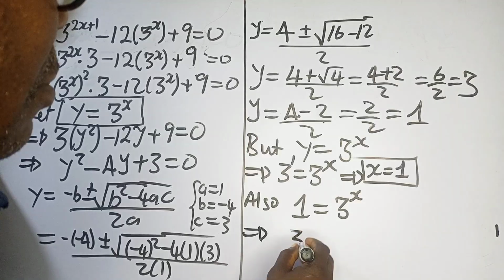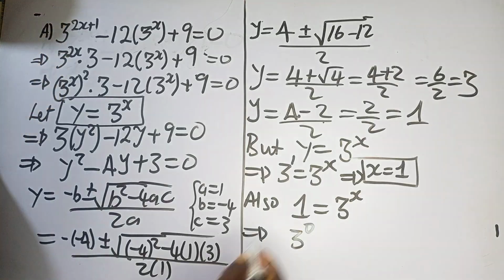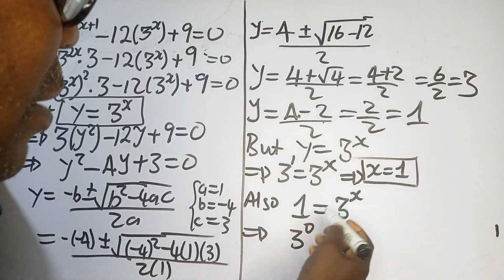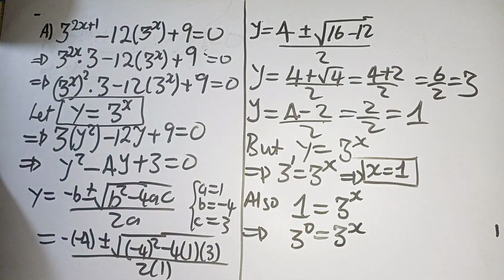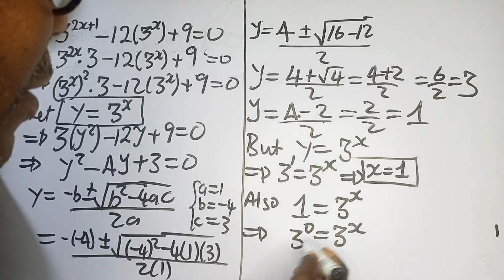Any number raised to the power 0 is 1. So this one can be written as 3 to the power 0. We're choosing base 3 because this one is base 3, so we should have something with the same base. Right? The bases are equal, so we have the right to equate the powers.